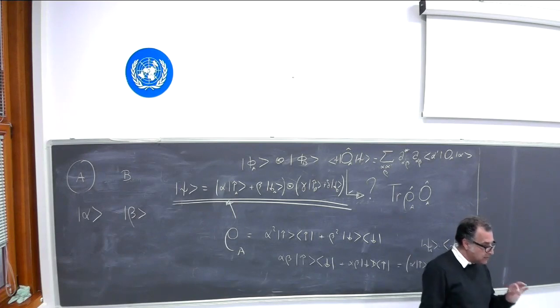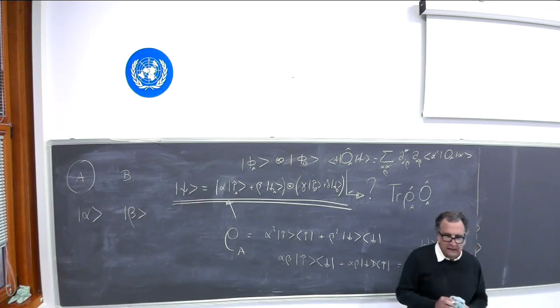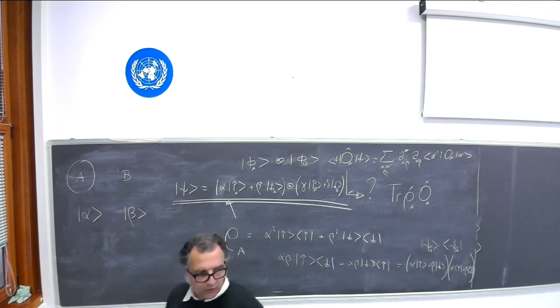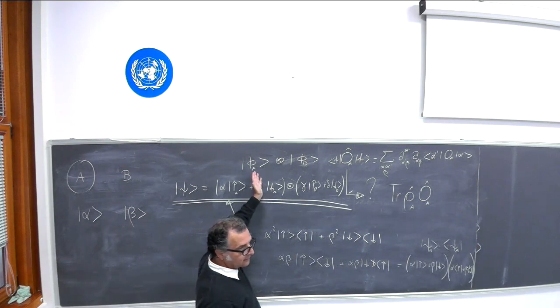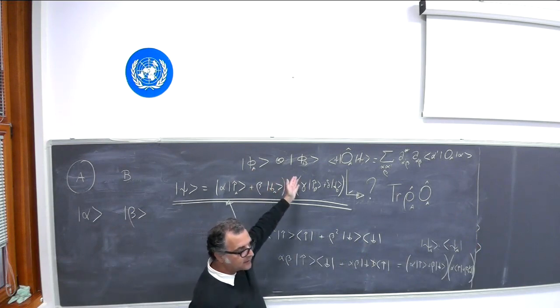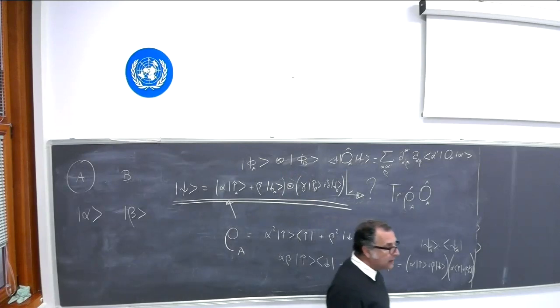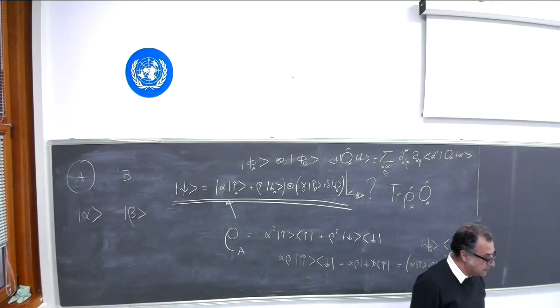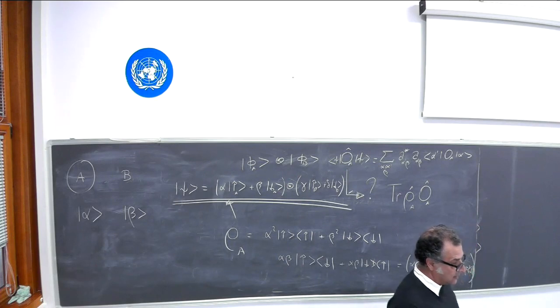And here comes something which you probably have heard, but I don't know. Every time you have a pure state that you can write as the product of a state of one subsystem times the state of a different subsystem, you call this separable. If you have a separable state, the reduced density matrix will be pure. Okay.